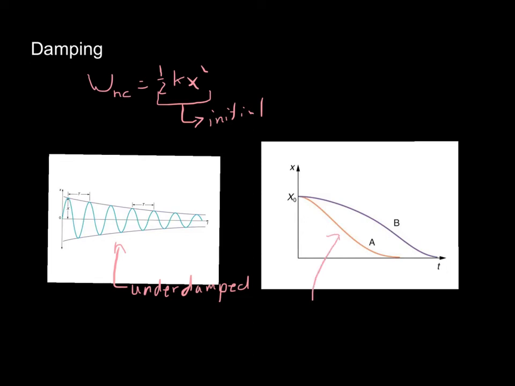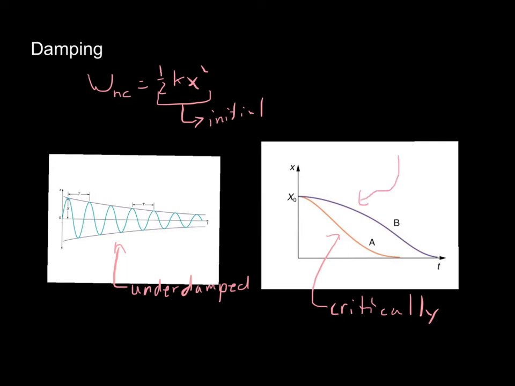So here, graph A would represent critically damped. Okay, so critically damped is when you're going to go from your starting position to zero in the shortest amount of time possible. So essentially it's going to come back to zero and stop right there at zero.